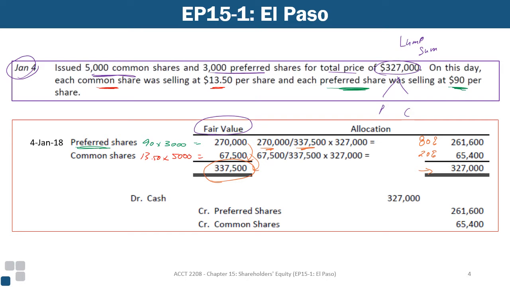65,400 to the common shares and 261,600 to the preferred shares. So make sure that you review this particular type of transaction where we're using fair value to prorate. That's in essence what we're doing. We're prorating the 327,000. And to journalize this transaction, we debit cash because the company will receive cash of 327,000, and then preferred shares is credited by 261,600 and the common shares by 65,400, and that transaction is complete.